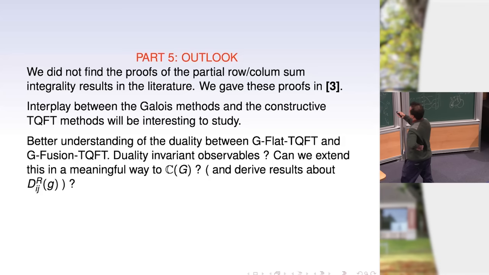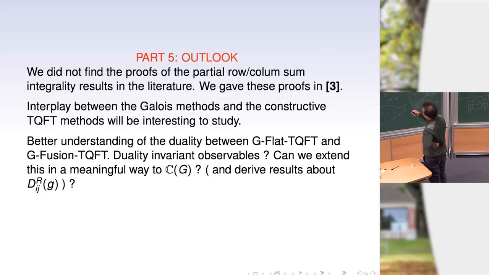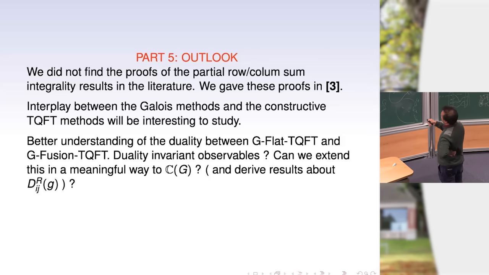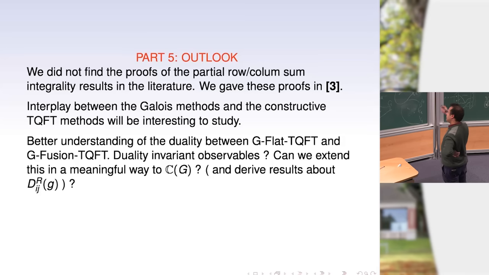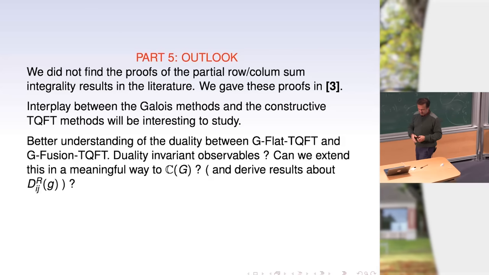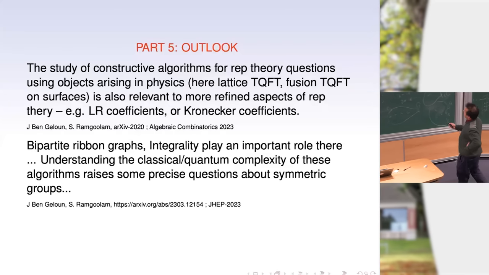Also, as a physicist, can we extend this? This was all about the center of the group algebra, this was about the fusion ring. Can we extend from the center to the full group algebra? And maybe by thinking about the center, we derive some properties of the characters. Can we now derive something about the more refined data, which is the matrix elements? So that's an open question. I don't have a very good idea about it, but one should think about it.